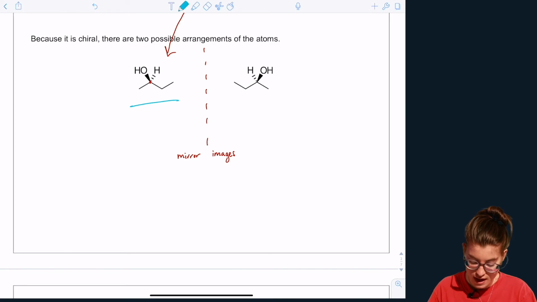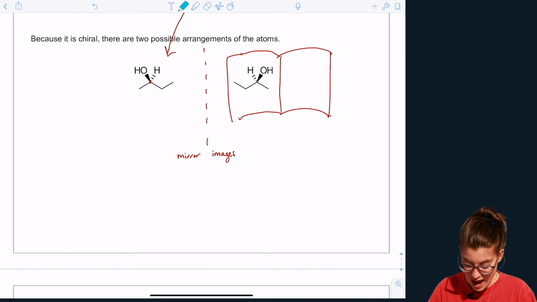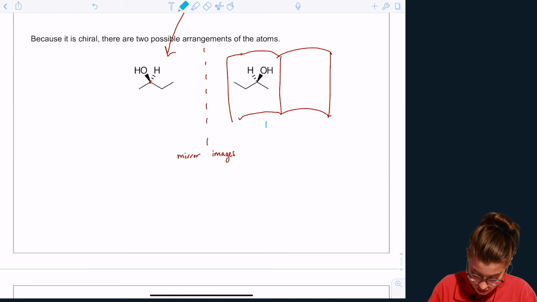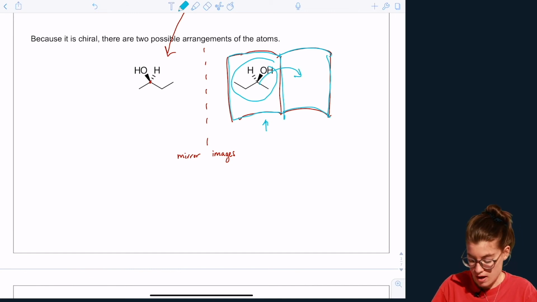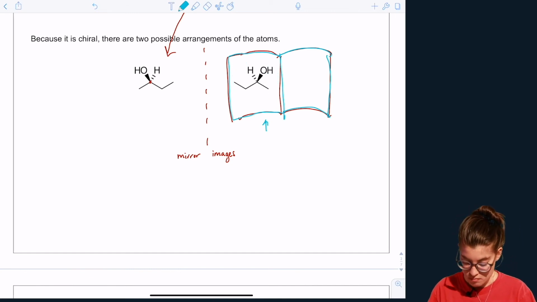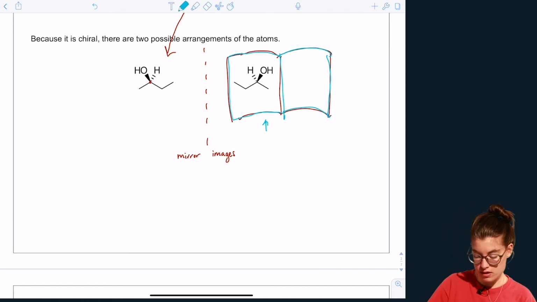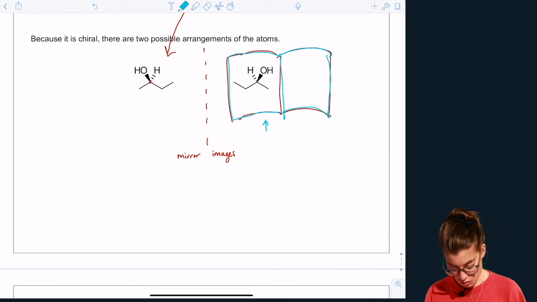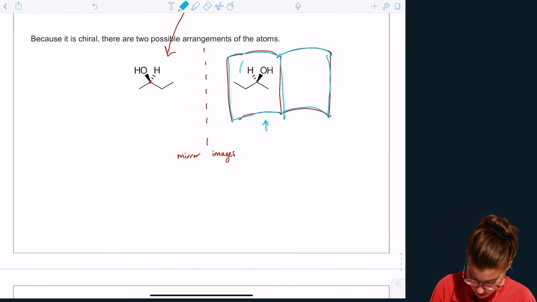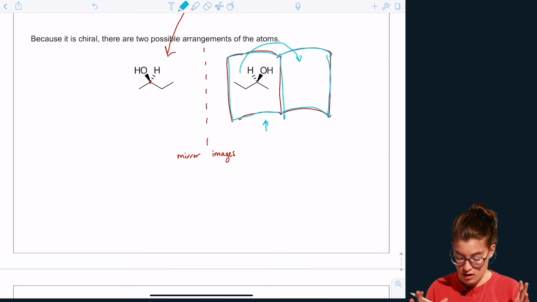If I want to compare these molecules, they are actually not identical. What I've drawn here is a little book. Pretend that this is a book that's open. I want to take this molecule and flip it as if it was a piece of paper. I'm not going to change the molecule. All I'm going to do is rotate it as if it was a page and I was going back one page. If I plop it right there, how would the molecule look in space?